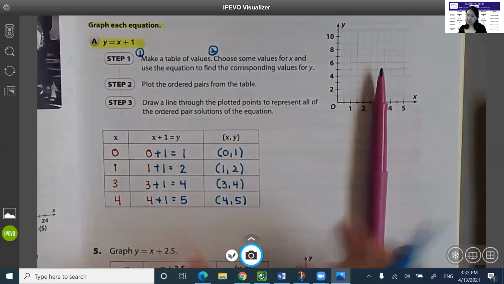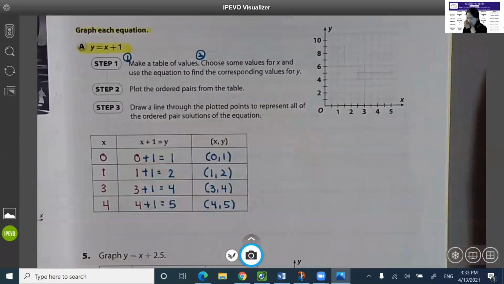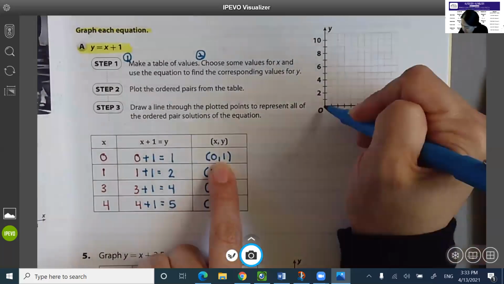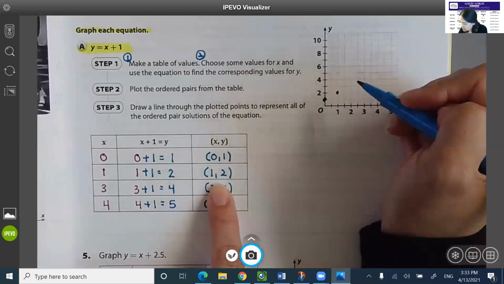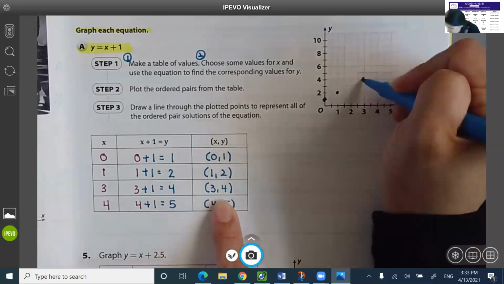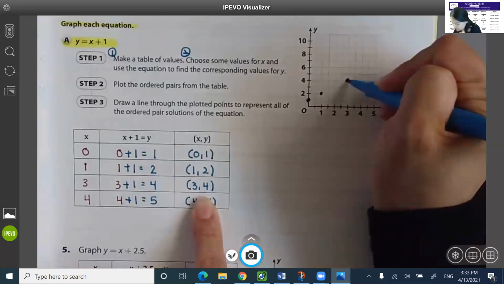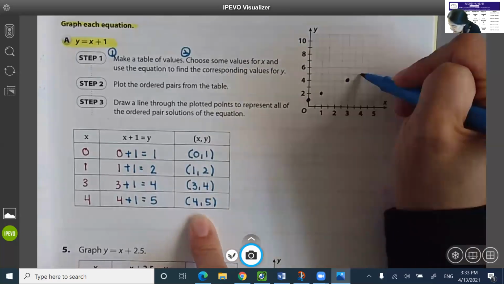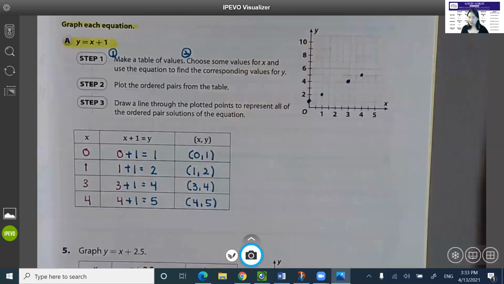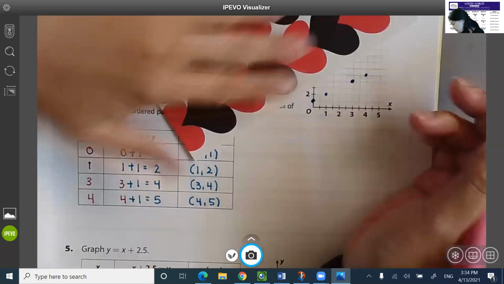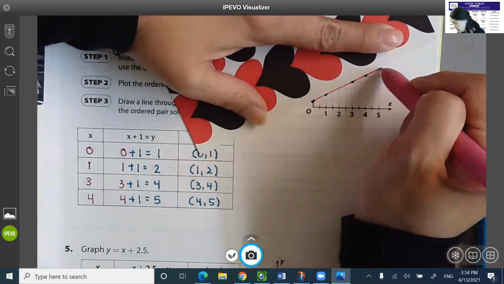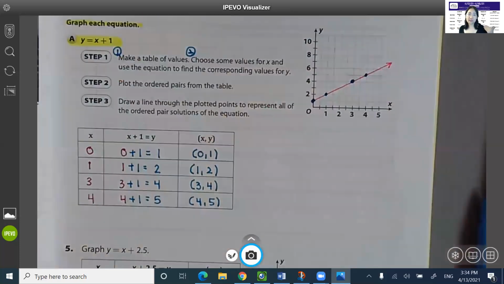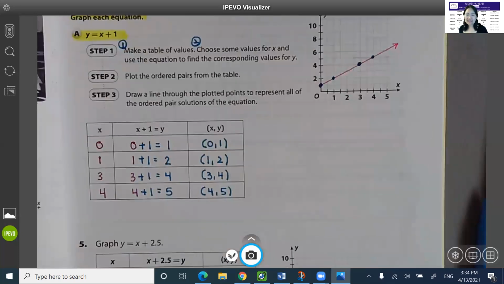Now I have several numbers to plot here, so let's go ahead and do that. x is 0, y is 1. When x is 1, y is 2. When x is 3, y is 4. And when x is 4, y is 5. Okay, now draw the line, a straight line. And you can see that it's a straight line, which means I know I did it correctly. Okay. All right, almost done.